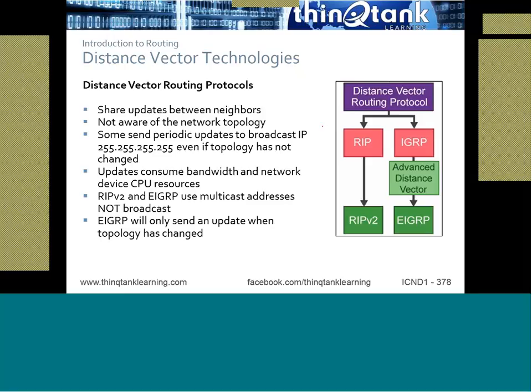Some of these distance vector routing protocols send periodic updates. RIP version 1, IGRP, they send periodic updates.